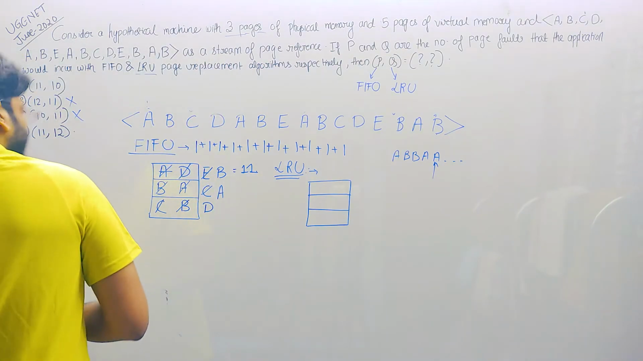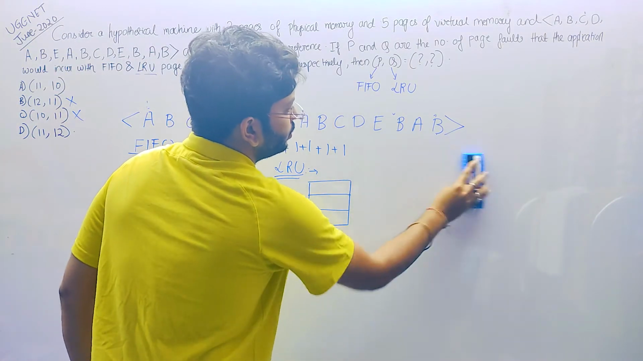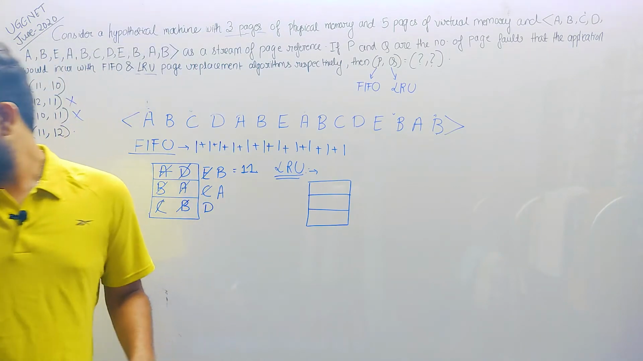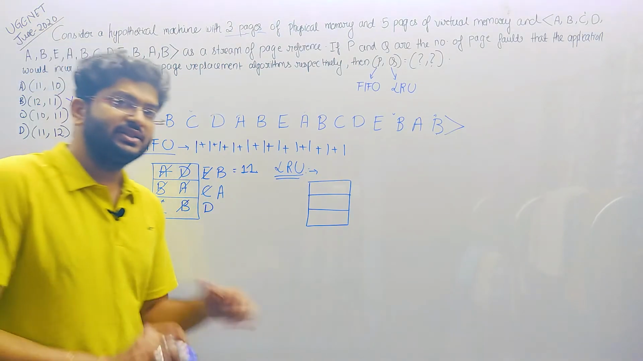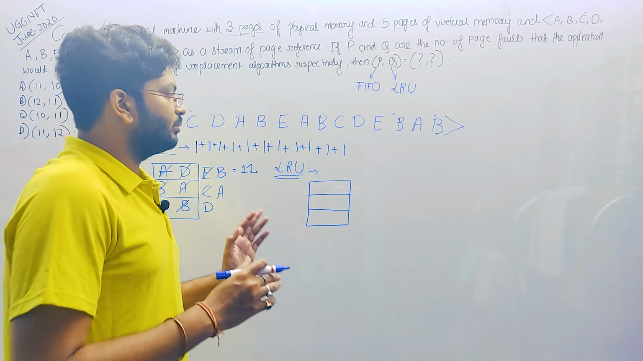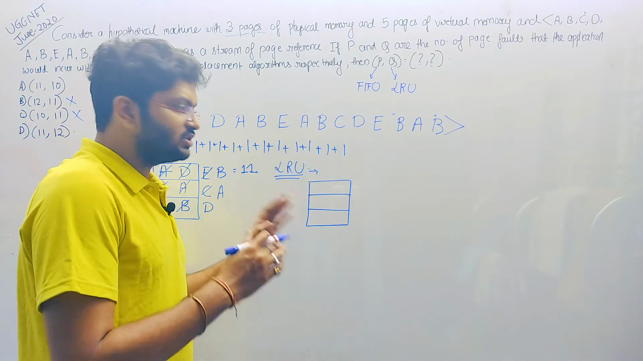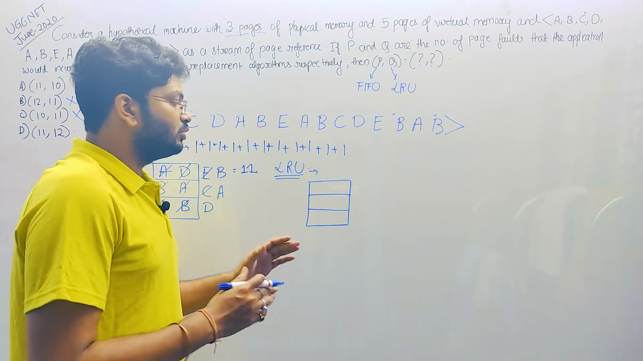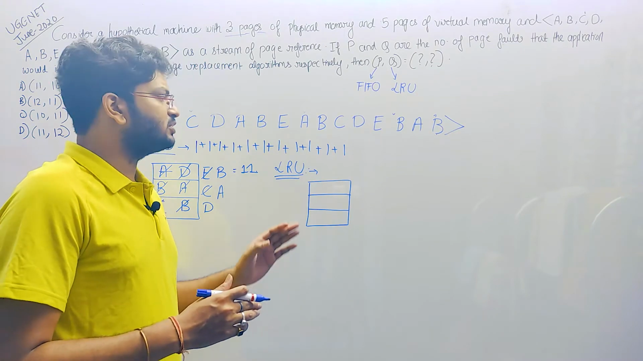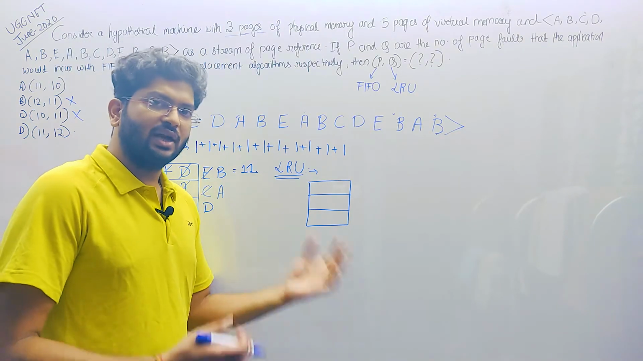In the case of least recently used, the page reference which was used most recently, I have to keep with me, and the one which was used least recently, meaning it was used a few moments back, I have to discard that page reference.